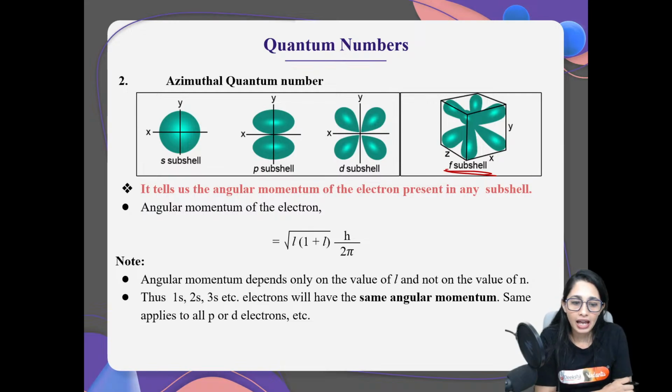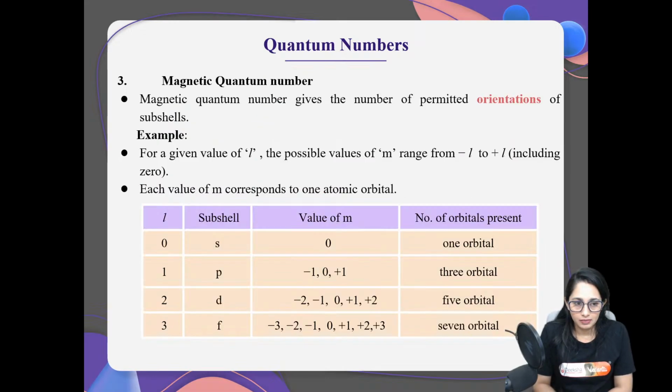So it tells us the angular momentum of the electron present in any subshell. Angular momentum of electron is equal to root of L into (L plus 1) into h by 2 pi. H is the Planck's constant.